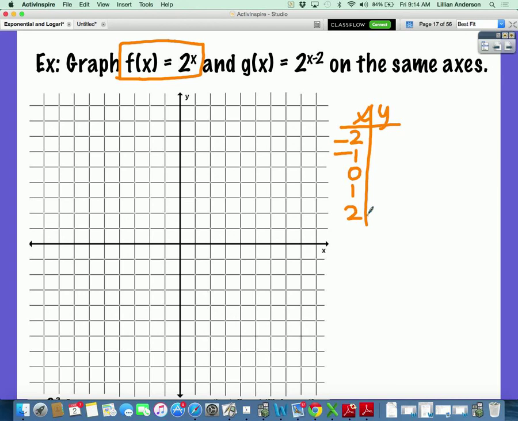and see that when I do 2 to the -2, that's going to give me 1 over 4. If I plug in -1, that gives me 1/2. If I plug in 0, I get 1. And remember, every exponential function crosses the y-axis at 1. Plug in 1, I get 2. Plug in 2, I get 4. If I plugged in 3, I would get what number? 8.